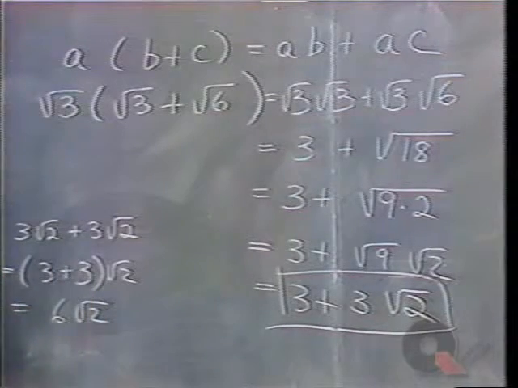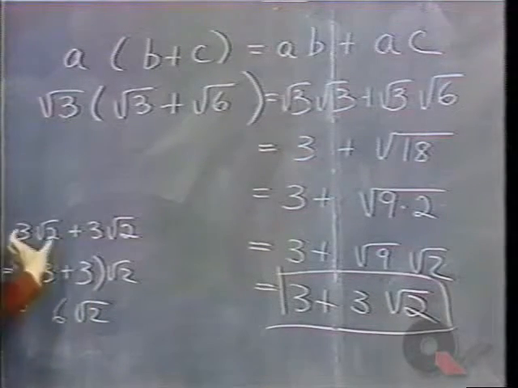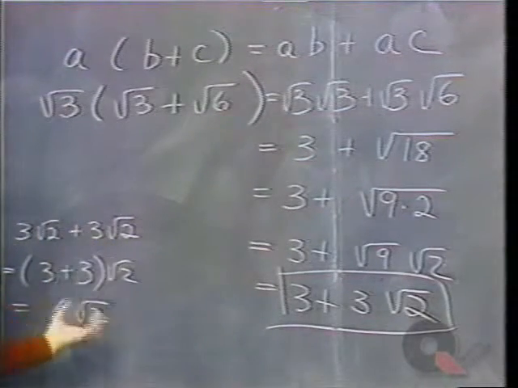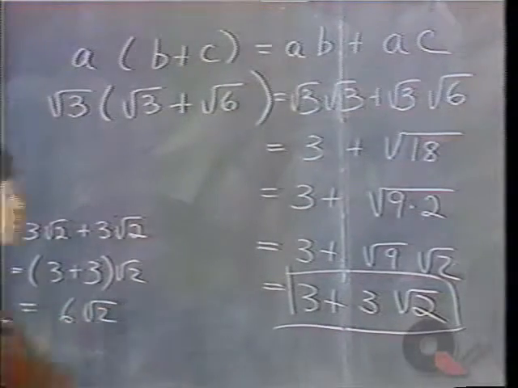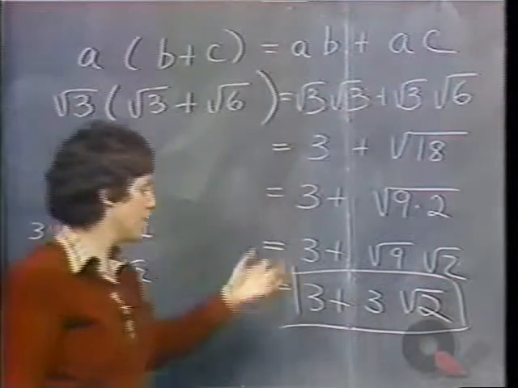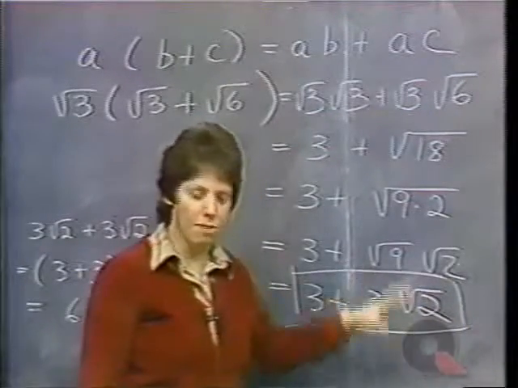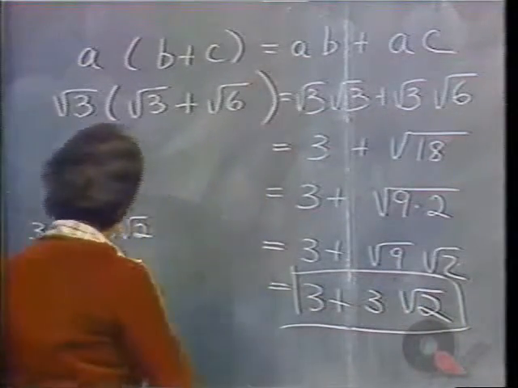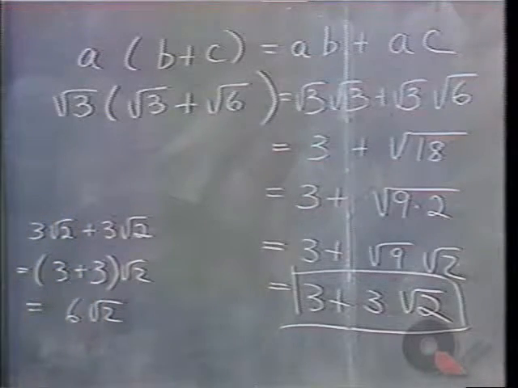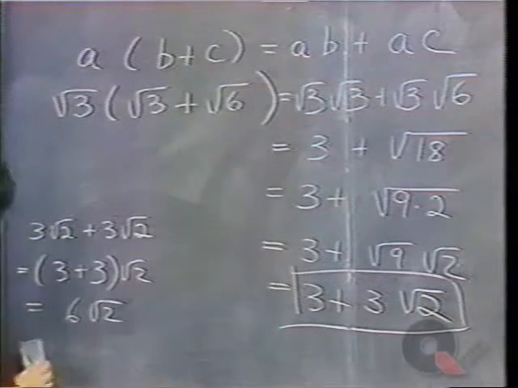This is like combining like terms. 3 the square root of 2 plus 3 the square root of 2, that is 6 the square root of 2. This is 3 plus 3 the square root of 2. These terms, in a sense, are not like terms. They can't be combined any further. So that is the end of that problem.